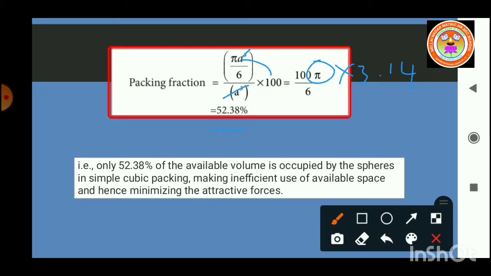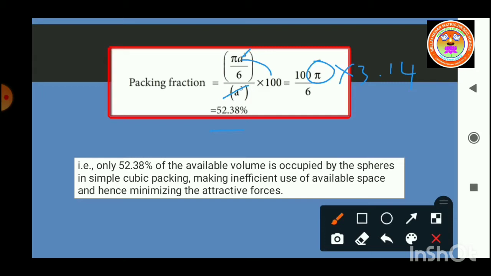52.38%. So see here, only 52.38% of the available volume is occupied by the spheres in simple cubic packing. Okay, making inefficient use of available space, and hence minimizing the attractive forces.